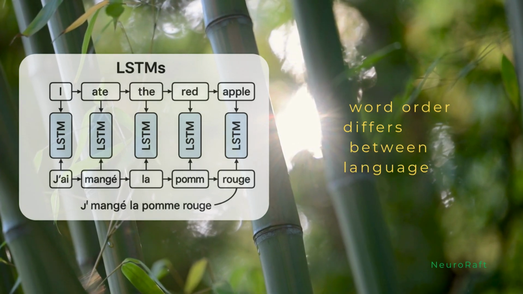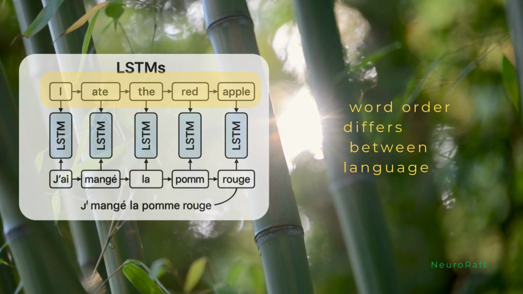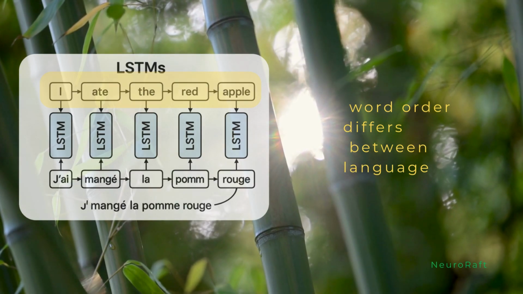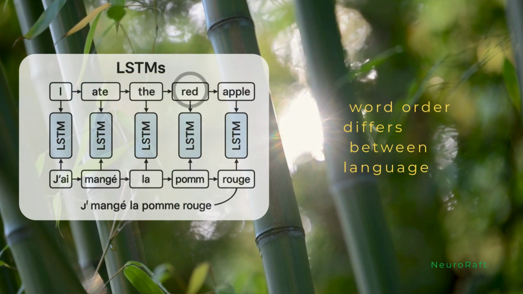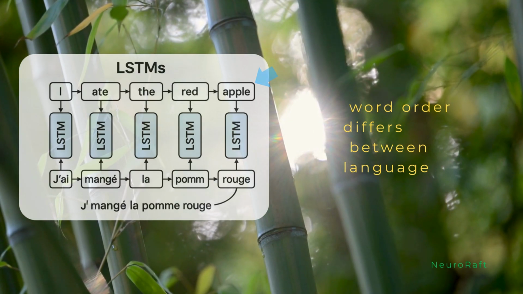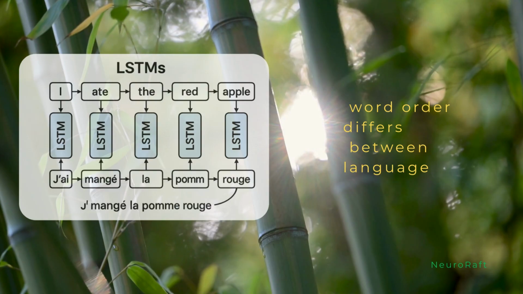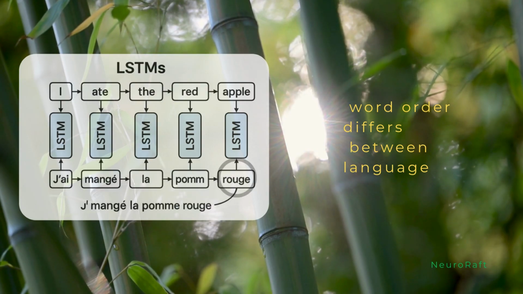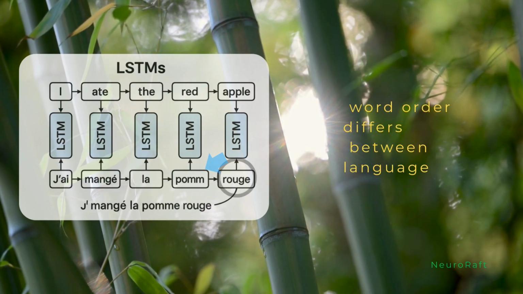For example, consider the phrase, "I ate the red apple." In English, the color word red comes before the fruit word apple. However, in French, the order is different. "J'ai mangé la pomme rouge." Here, the color word rouge comes after the fruit word pomme.